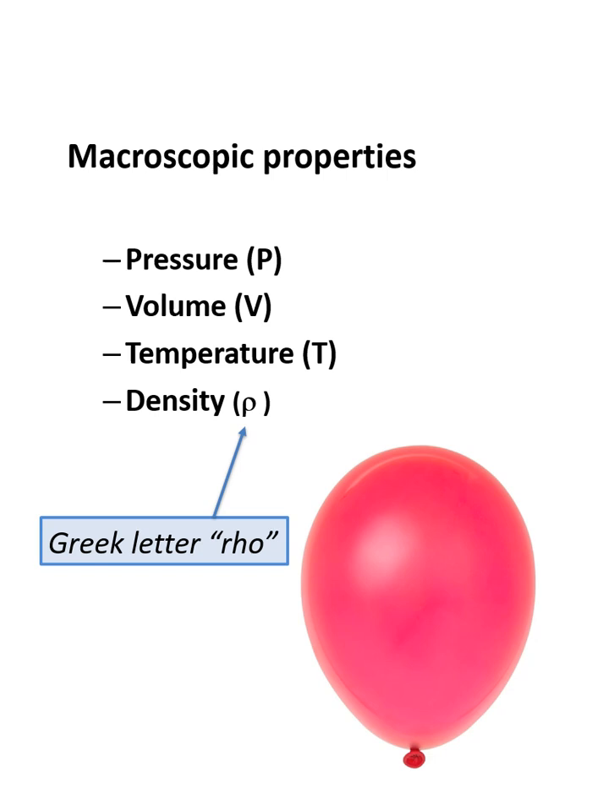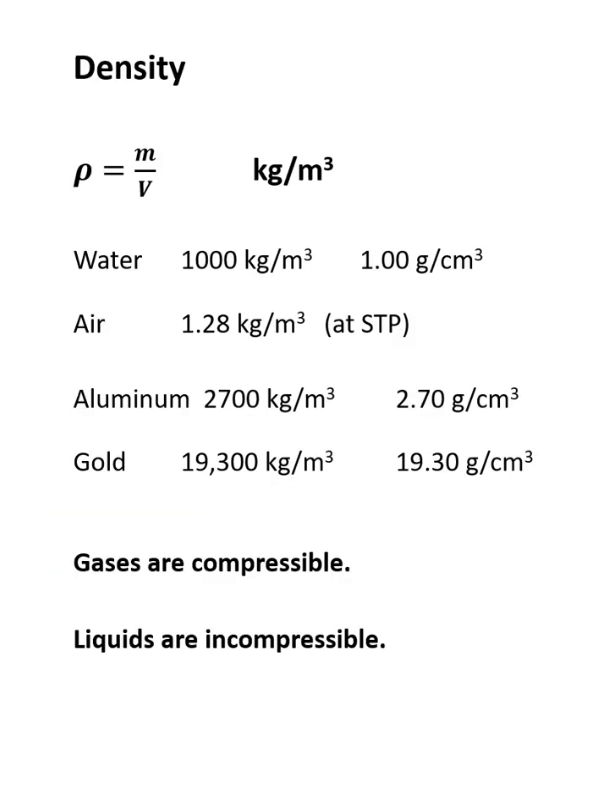So we look at the macroscopic properties of the sample of fluid, such things as pressure and volume and temperature and density. And you should get familiar with those letters. These are the variables that we use, P, V, and T. Density, we use the Greek letter rho. Let's talk about density. The equation for density of any substance, density is the mass divided by the volume. And so if you think about the units, mass over volume, that's going to be kilograms over cubic meters.